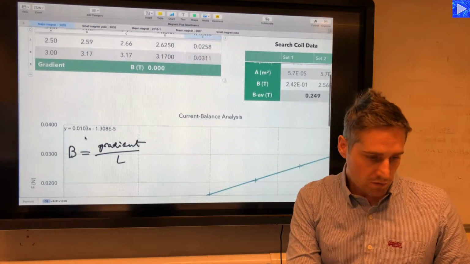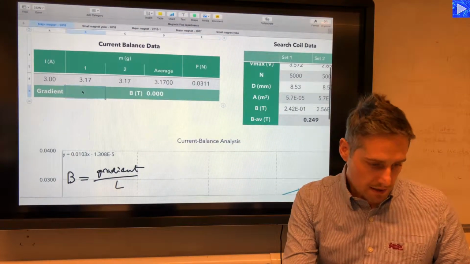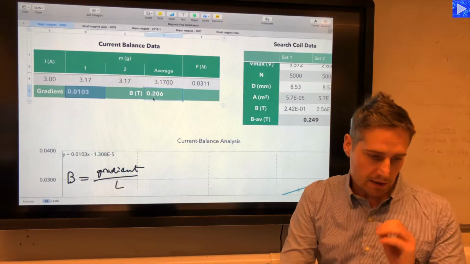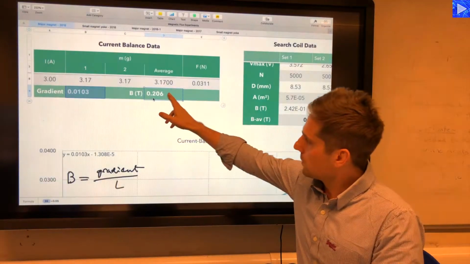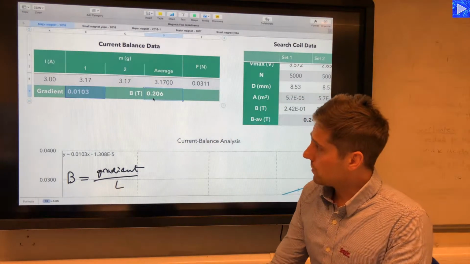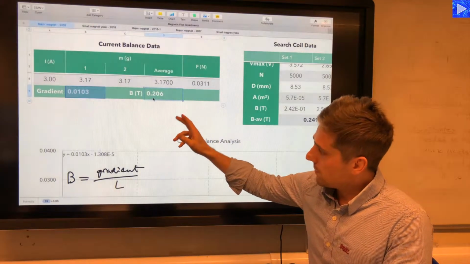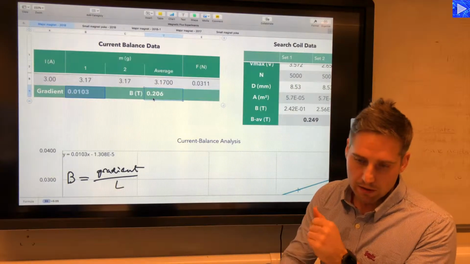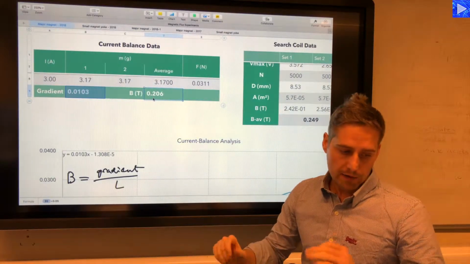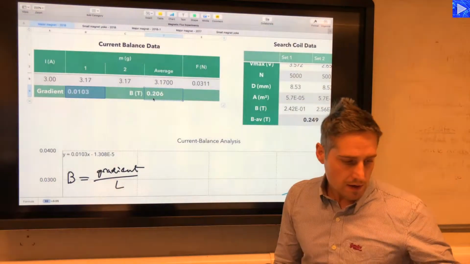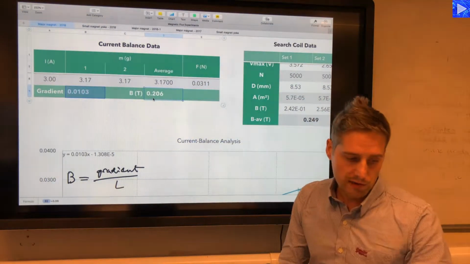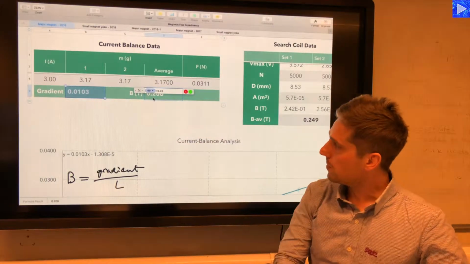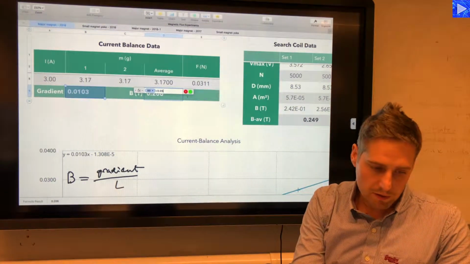0.0103. So if I scroll up here, I've got a space to write that in. So 0.0103. And we're calculating the flux density there. So it's coming out as 206 millitesla. I've divided that by the length of the wire that was in the magnet. I just measured the length of the magnet and assumed that that would correspond. So that was 5 centimetres, so that's 0.05 metres. If I open that up, see I've got the gradient value divided by 0.05.